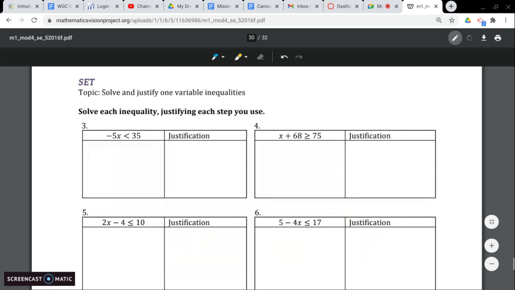All right, so those are all dealing with inequalities. We're looking at inequalities here as well. So solve each inequality. Keyword is inequality. That is your keyword for this lesson, inequality. So what you're looking at here is solving the inequality and giving your justification for each.